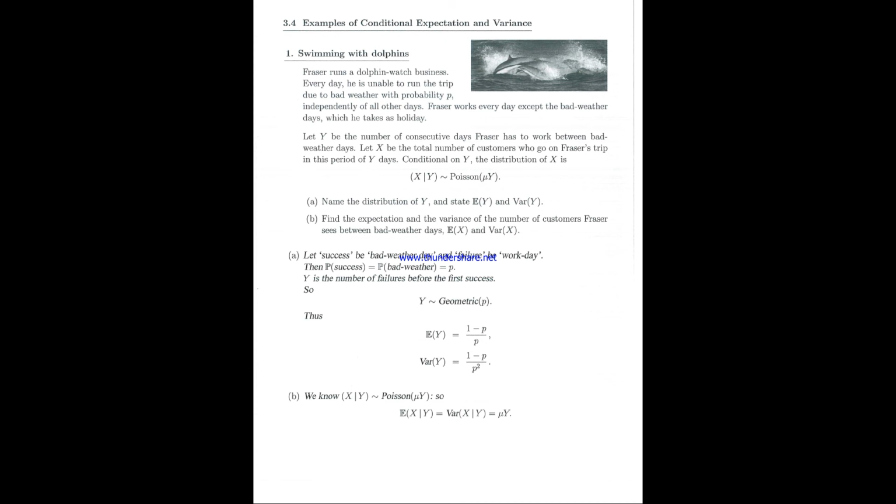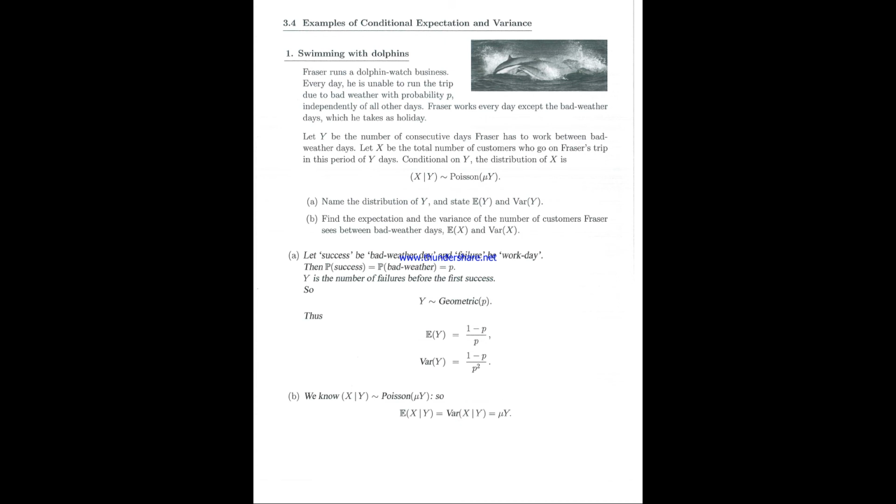You can see y is changing. y is a random variable. It can be any number, we never know. We are just counting the consecutive days that Fraser has worked between bad weather days. And if you count the number of customers who go on trips in this period, then you can take it as x.